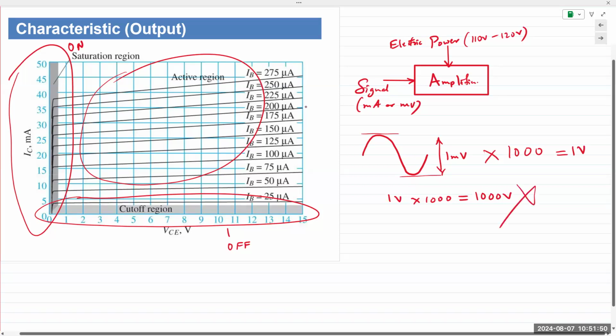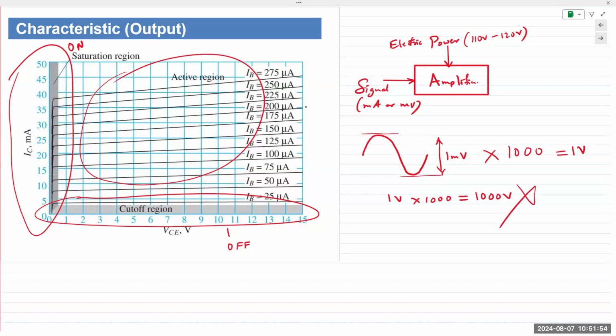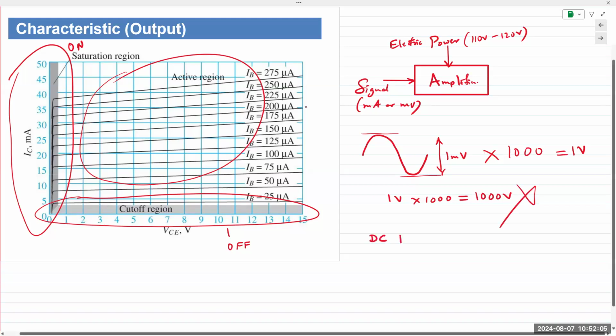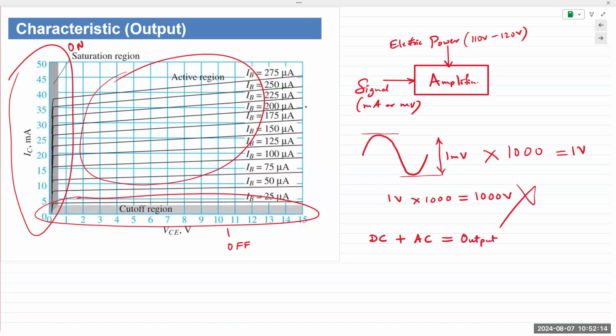The energy is coming from your power outlet. Inside it, you convert it to DC. So all the amplifier is doing is it takes the DC source plus the AC signal and adds them together. And that is the output of the amplifier. It takes the DC supply and it gives the DC supply the shape of your AC signal.